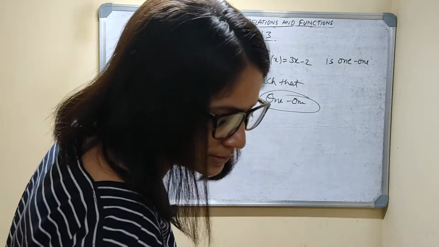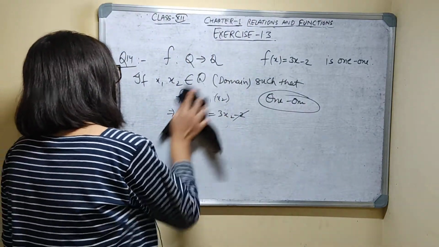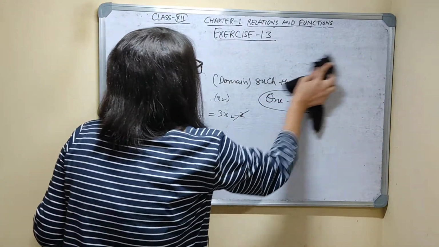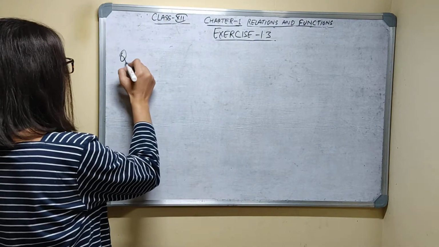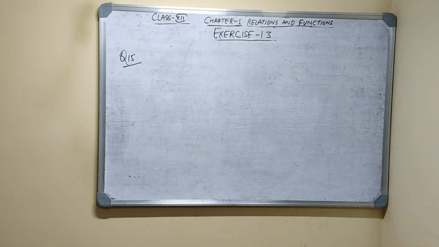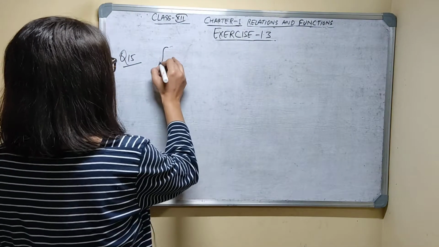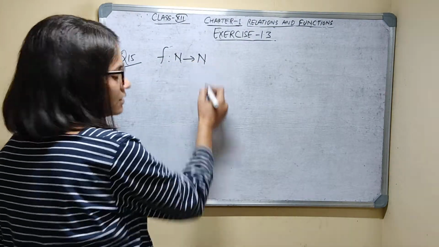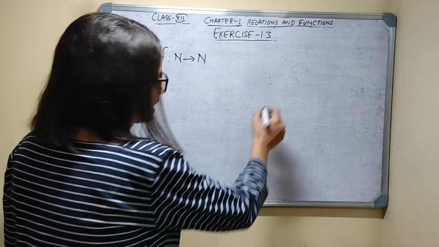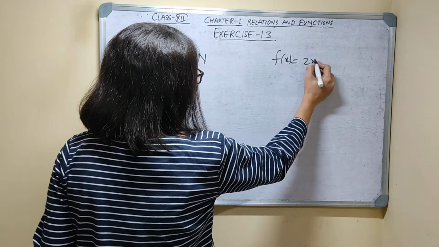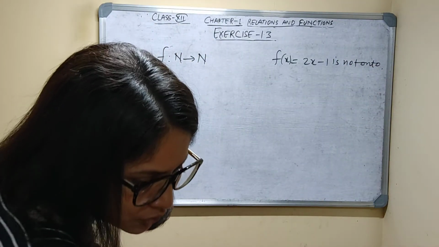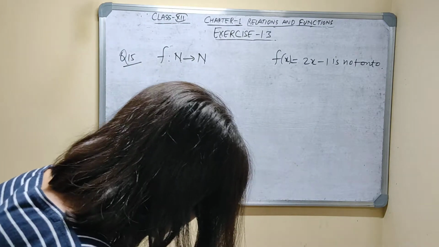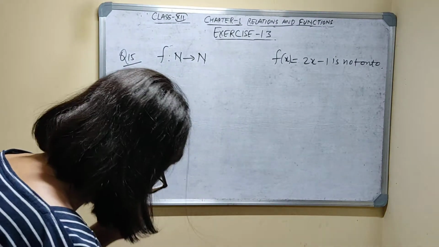Now question number 15th. Question number 15 you can see. They ask, show that the function which is defined from natural numbers to natural numbers, defined by f(x) is equal to 2x minus 1, is not onto. You have to show that it is not onto. Show that this function is not an onto function. How will you prove that it is not an onto function?